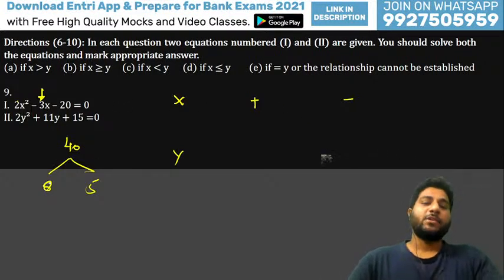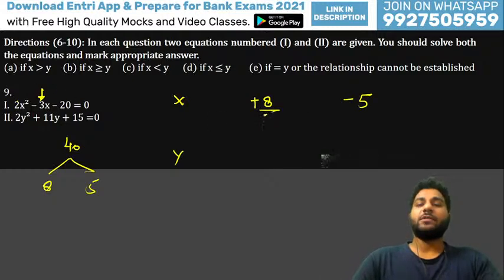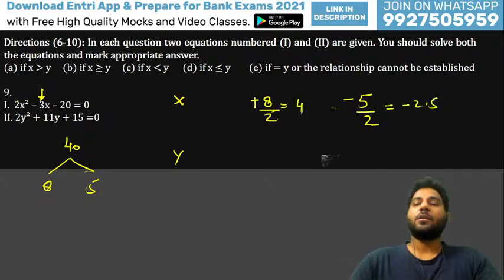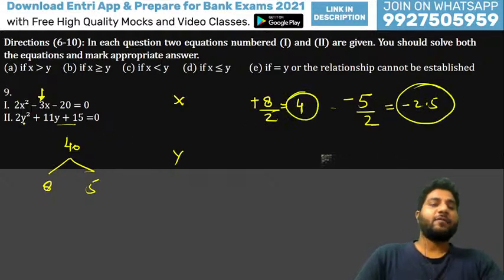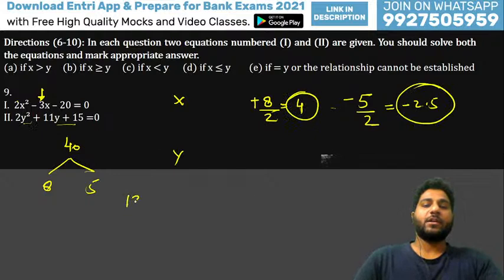Okay, so 8 fives are 40. That means the bigger number is 8. That means 8 will be positive and 5 will be negative, but it will be divided by 2, because you had multiplied with 2 as well. So when we divide it by 2, we will get the values 4 and minus 2.5. Okay, look at this. Next, 15 twos are 30. Okay, so 30 says 6 and 5.